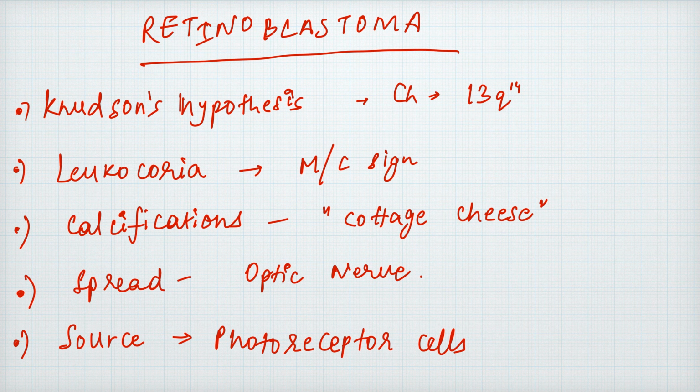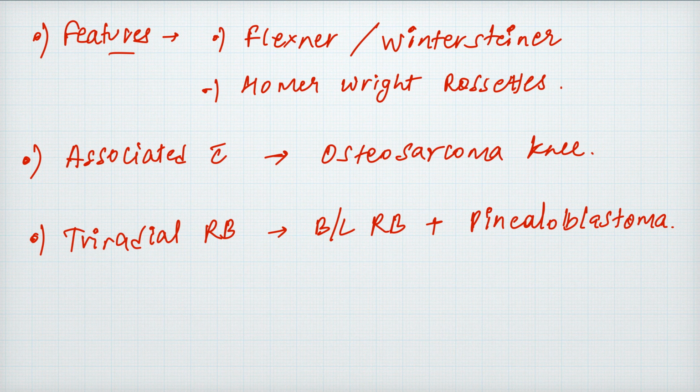Now retinoblastoma. So remember Knudson's hypothesis and chromosome number 13q14. Now leukocoria is the most common sign. The calcifications are cottage cheese-like. This is very important. It spreads through the optic nerve. Now the source is photoreceptor cells. Now the features are Flexner-Wintersteiner and Homer Wright rosettes.